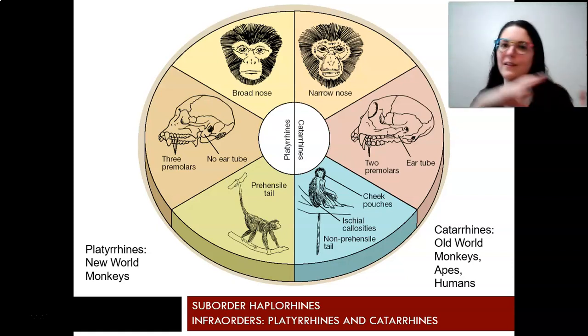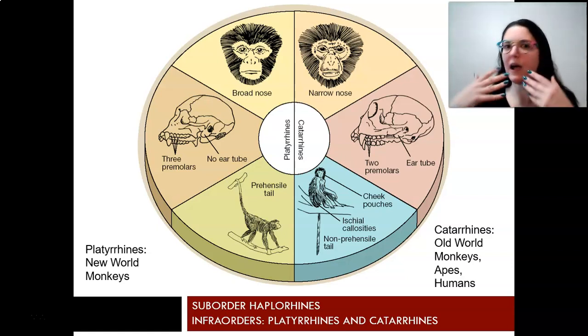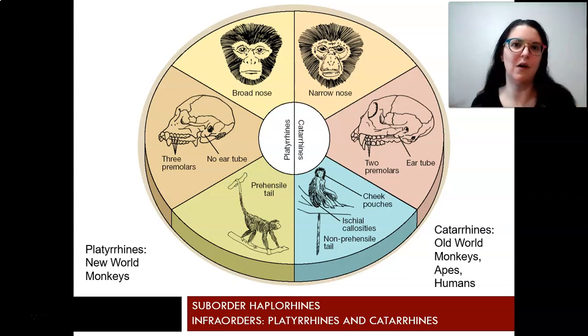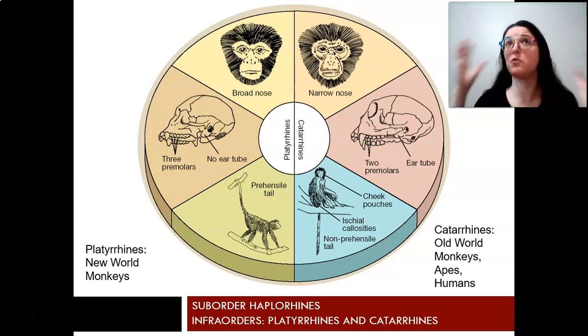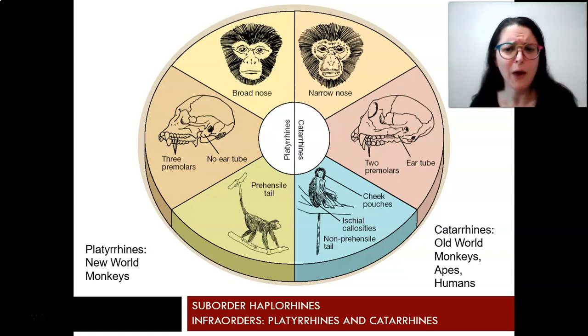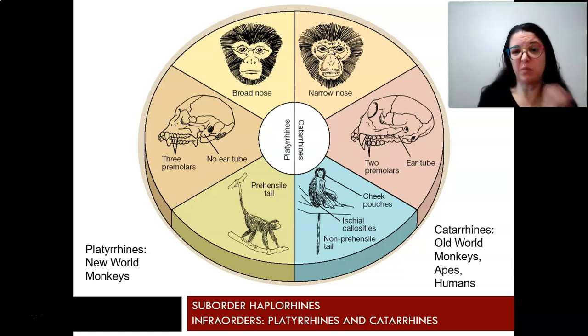And again, this is just signaling a decreased reliance on olfaction, or sense of smell, and increased reliance on vision. And right, as primates go, we have the worst sense of smell. Another distinction we've seen between platyrrhines and catarrhines is the reduction in the number of premolars.